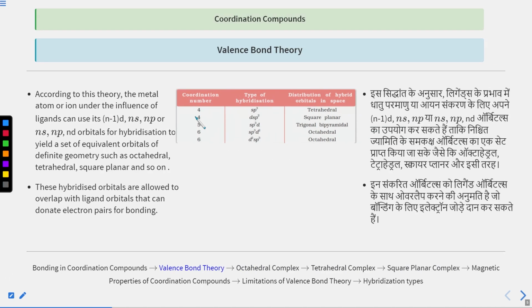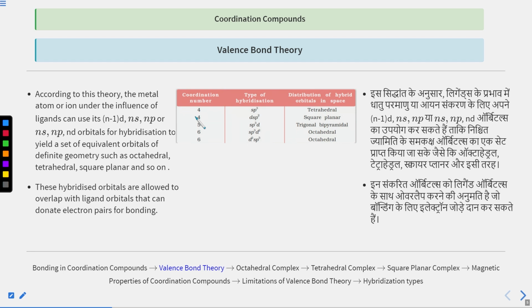First of all, valence bond theory. What is valence bond theory? What do we do in valence bond theory? We know that the outermost orbitals of the metal ions that are involved in bonding in the case of coordination compounds are (n-1)d, ns, np or ns, np, nd. Okay, so these two cases are possible.